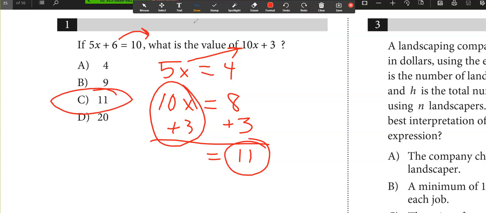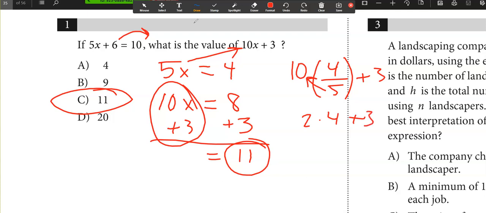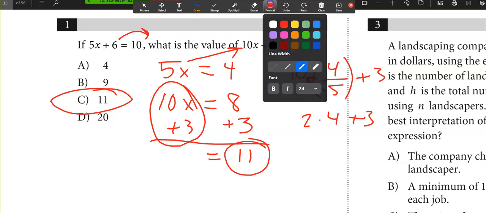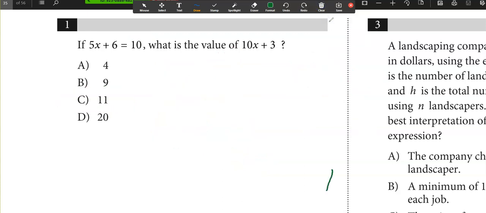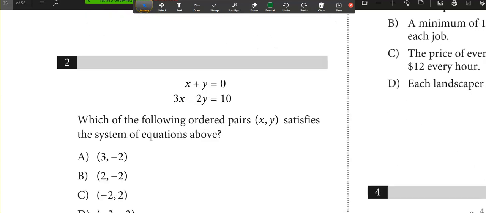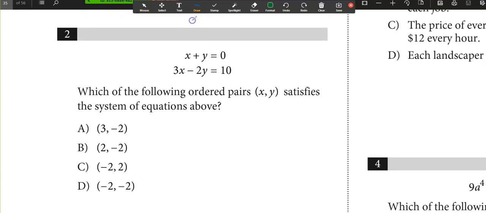Now, that strategy, you might say, oh, I don't like that strategy. I don't want to use that. I'll just figure out that it's 4/5, and then I'll come over here and plug in 4/5, and then multiply, and I see that 5 goes into 10 twice, and then I have 2 times 4 plus 3. It works too. So there's nothing wrong with that strategy at all. Sometimes I will say that it's faster not to find x. In this case, it's probably no different either way. Okay, so how many, did you just plug in answers?